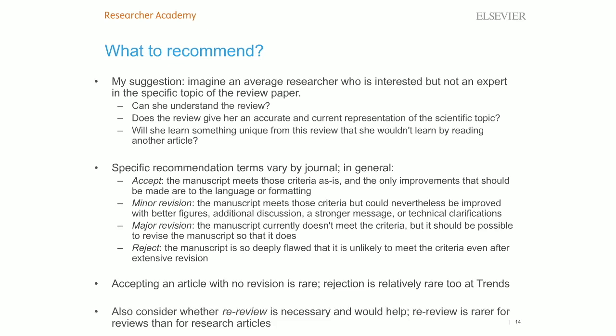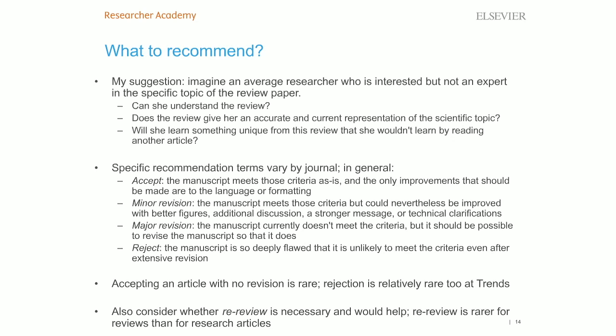And finally, consider whether re-review is necessary and whether it would help the authors. So by re-review, I mean the process by which the authors submit a revised manuscript and then I send it back to the reviewers to provide their comments on the revised version, in addition to the comments on the original version. This happens all the time for research manuscripts. It's pretty rare for research manuscripts not to be re-reviewed, but re-review for a review article is a little bit rarer.